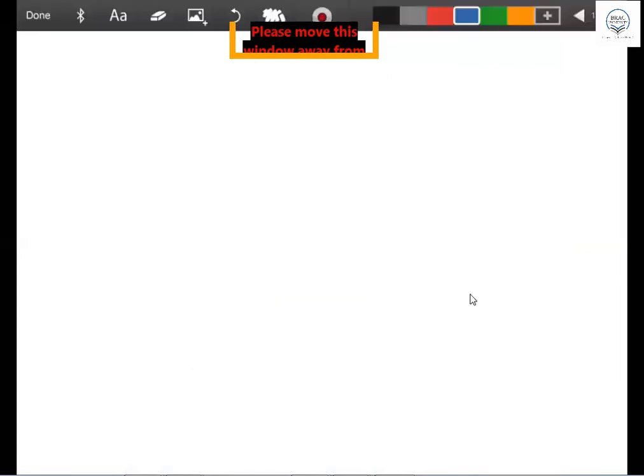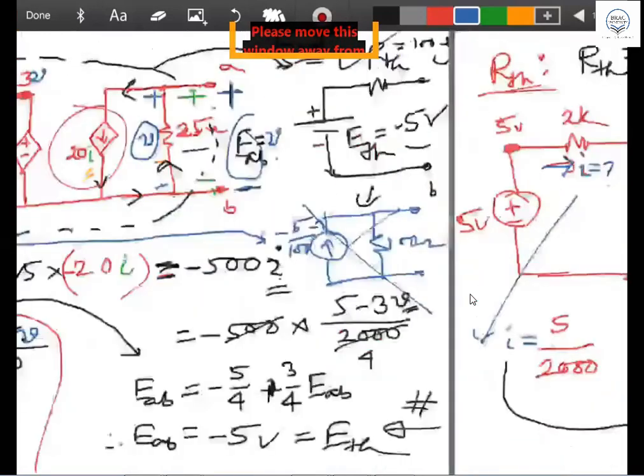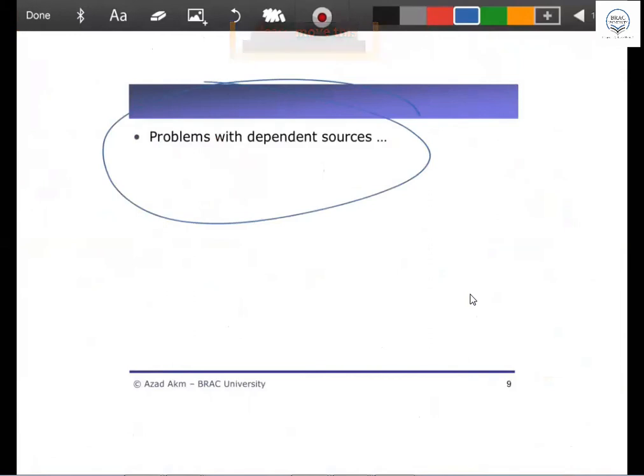I think that is the end of the game. So that's what we discussed today, that was our target. So problems with dependent sources done. So all our problems are solved for Norton and Thevenin. Norton and Thevenin is completed. Both lectures I will upload, and you can go through both lectures. But remember, no more class on this Norton Thevenin. It is the end of it. And next class, we are jumping to the next topic.